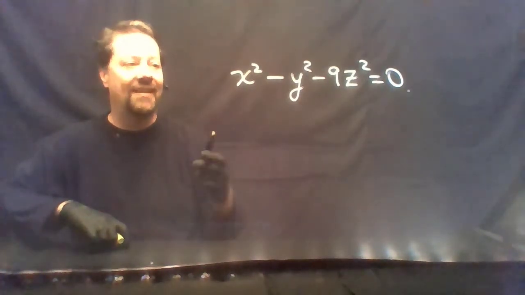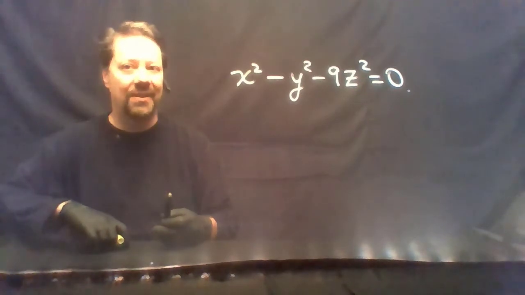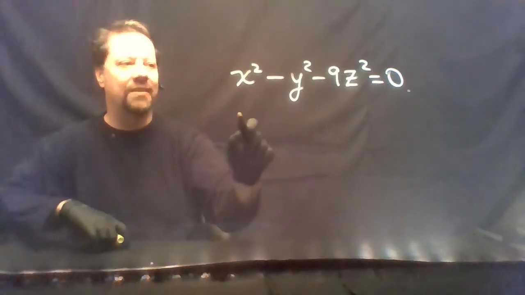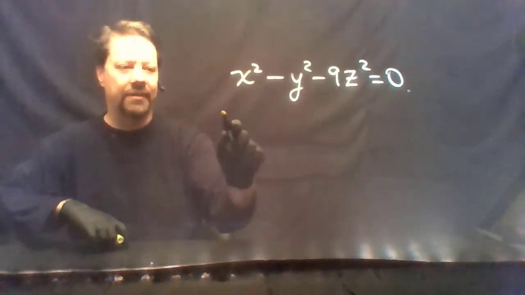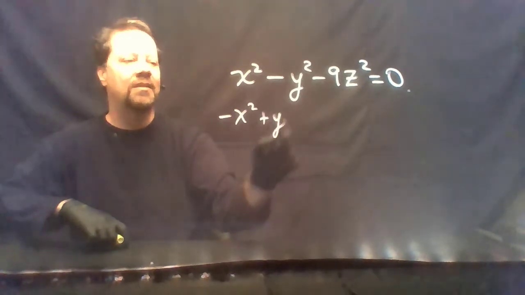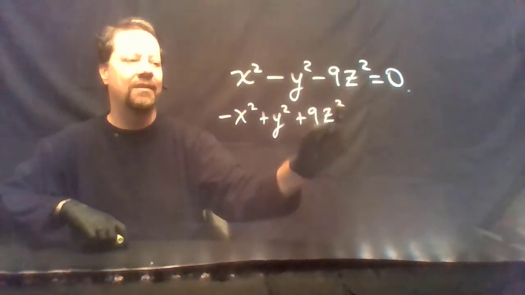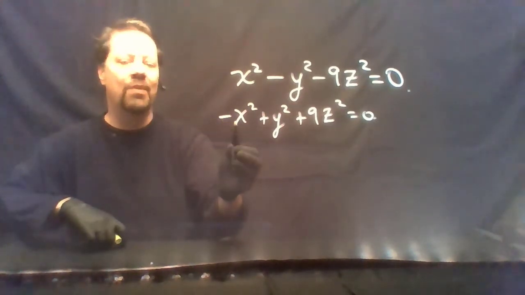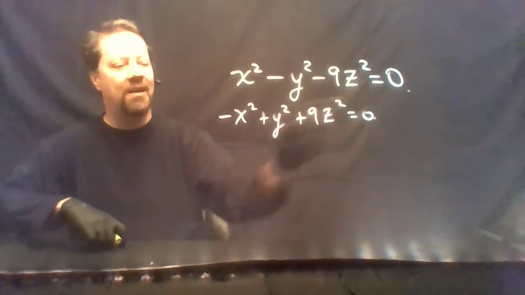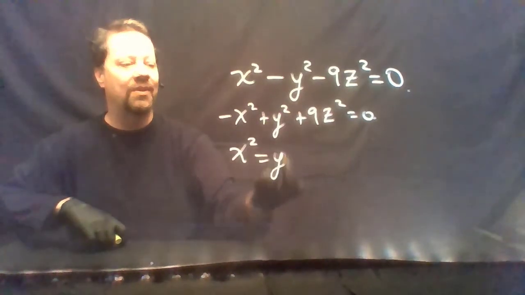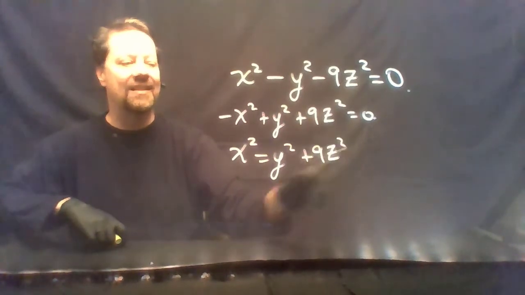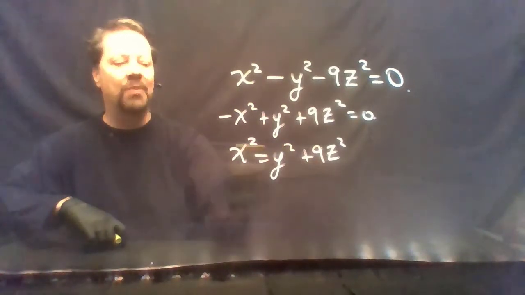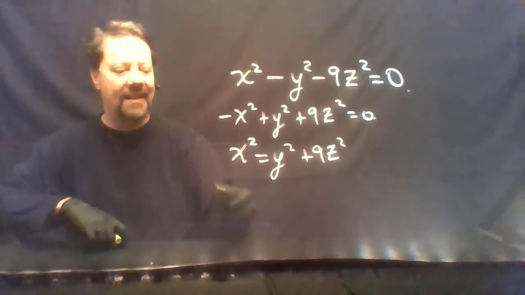If I give you x squared minus y squared minus 9z squared equals 0, what is it? Well, you can move these negative terms over. If you move all the terms over, you'll get negative x squared plus y squared plus 9z squared equals 0. The equals 0 part tells you you're dealing with a cone. It's going to open around the x-axis. It's perhaps better to write it as x squared equals y squared plus 9z squared. You'll have ellipses parallel to the yz plane, and they will get bigger and bigger as x goes out.